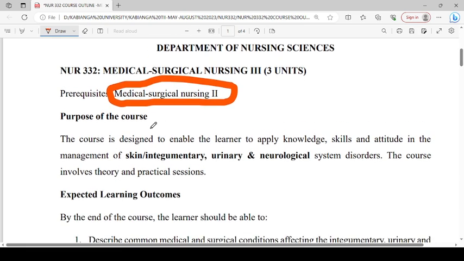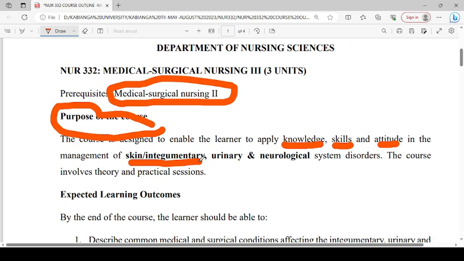So the purpose of this course: this course is designed to enable the student to apply knowledge, skills, and the appropriate attitude in the management of integumentary skin disorders, urinary disorders, and neurological system disorders. So the course involves both theory and practical sessions.